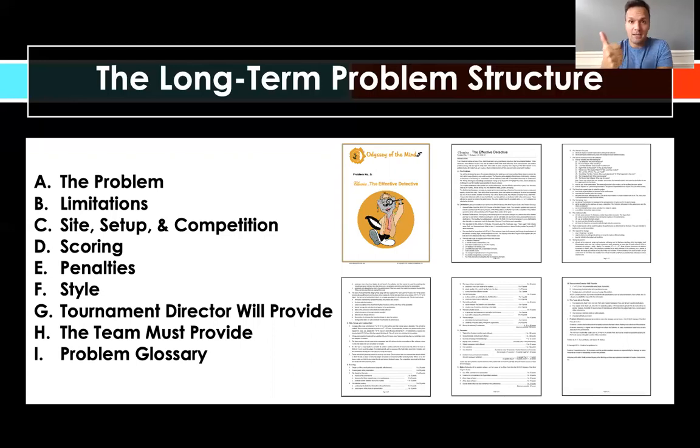So a clear statement of what your problem is, that long-term problem that you're going to solve. Then we're introduced to what's called limitations. This is B. So basically in Odyssey of the Mind, you can do whatever you want when you're solving the problem, as long as it fits within the limitations.